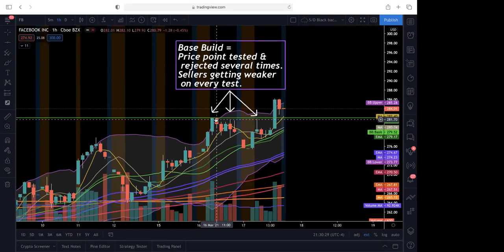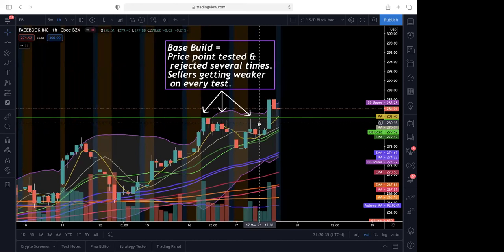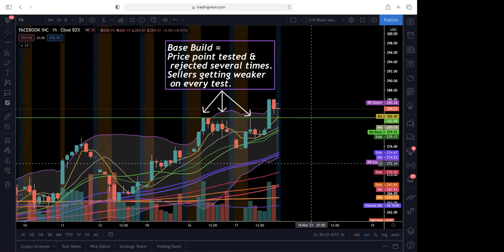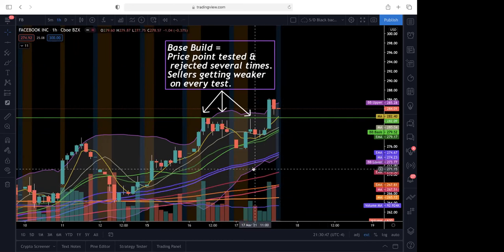You can see here we have 1, 2, 3, 4, 5, 6, 7 candles on the hourly time frame where it pulled right up to about 282 and rejected it, right? And what's going on here, you see significant volume, is that every time it's hitting that, the sellers are breaking down a little bit, right? It sells off, but they're coming back to test it, and they're slowly picking away at it.